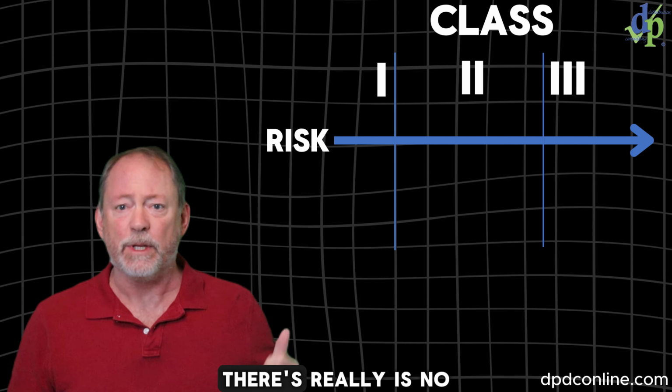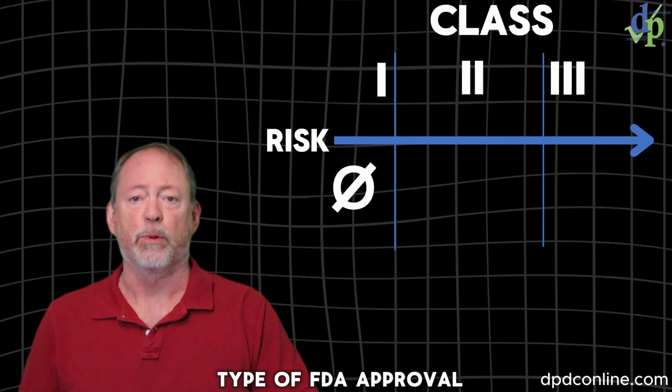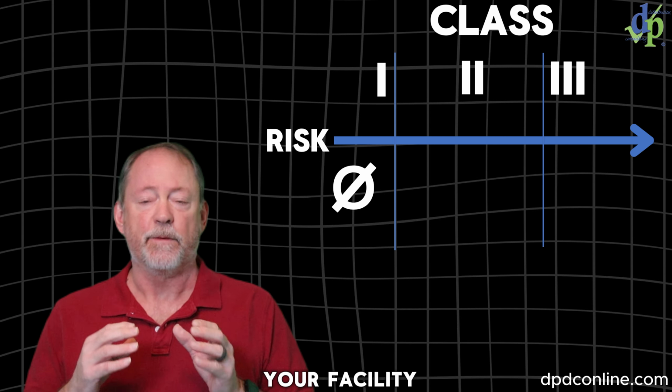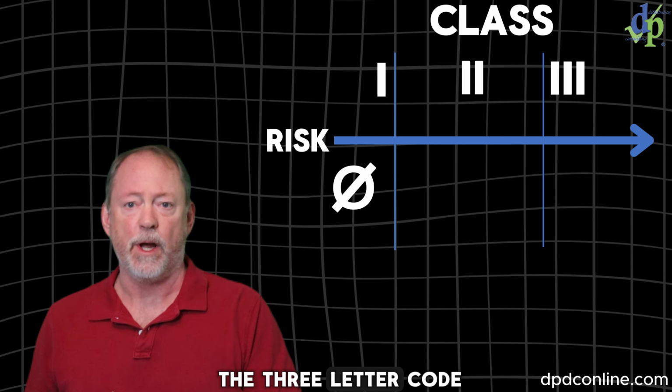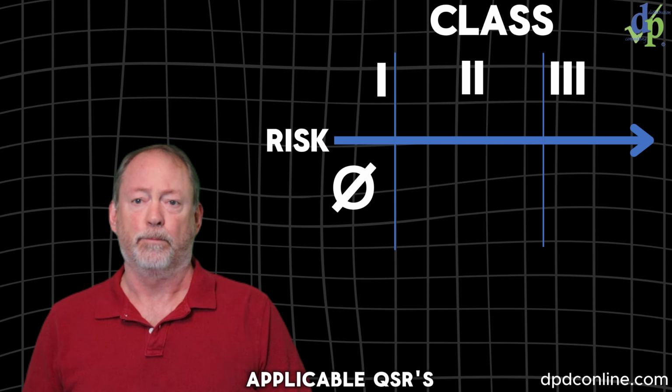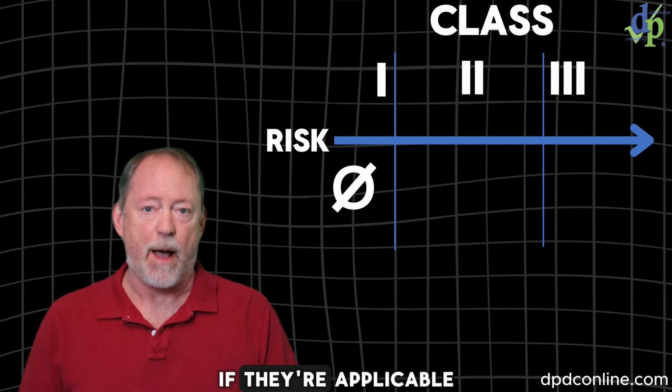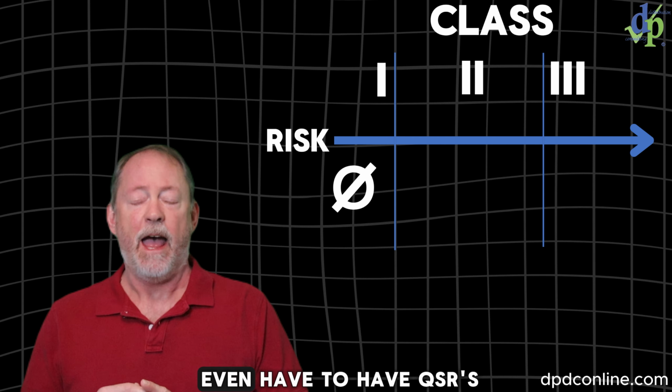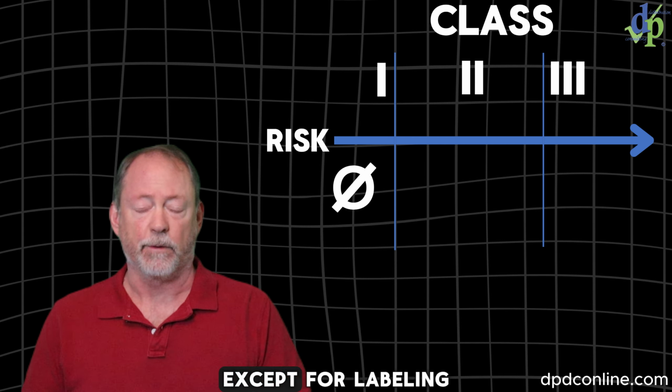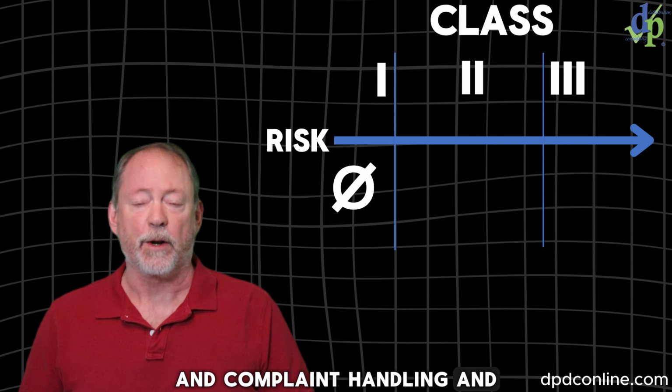So class 1, there really is no type of FDA approval. You just must register your facility, list the device for the 3-letter code, and make sure that you comply with the applicable QSRs if they're applicable. Some class 1s don't even have to have QSRs except for labeling and complaint handling and record keeping.